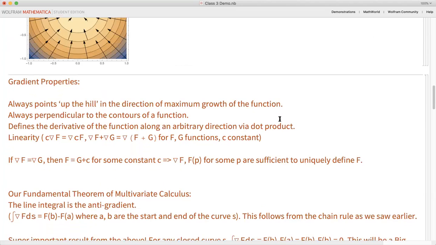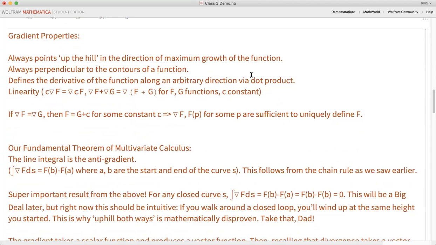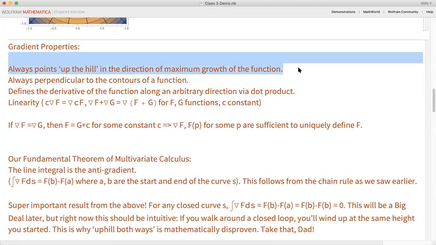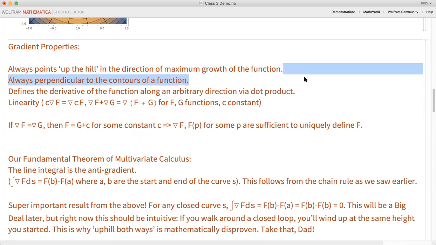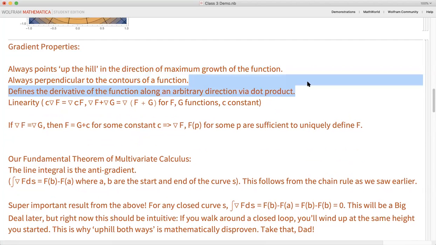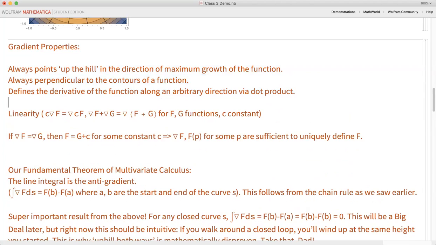And so now we get to the properties of the gradient, which are what I was just talking about. It always points up the hill. It's always perpendicular. It defines the magnitude and the derivative in an arbitrary direction via dot product. And as you said, and I don't think I actually have it here, magnitude tells you the speed at which the function changes. I didn't add that one. That was bad of me. I forgot about that little detail.